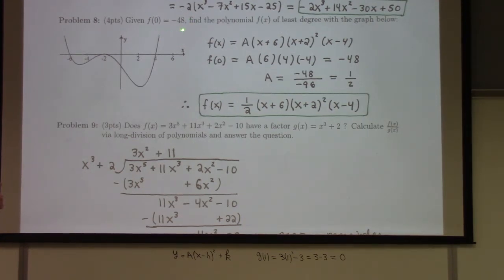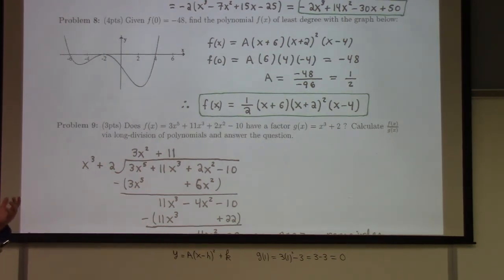So f of 0 is minus 48. I'm given that, right? So I tell you actually that that's at minus 48. Lovely. And then we say find the polynomial of least degree with the graph below. All right. So what do we want? Largely speaking, I think almost all of the people who took this test had something right here. A lot of people at least have some kernel of truth in their answer here, and so there's hope. Because almost everybody has an x plus 6, an x plus 2, and an x minus 4 in their answer. But then the problem is a lot of you have gotten carried away with the bouncing.